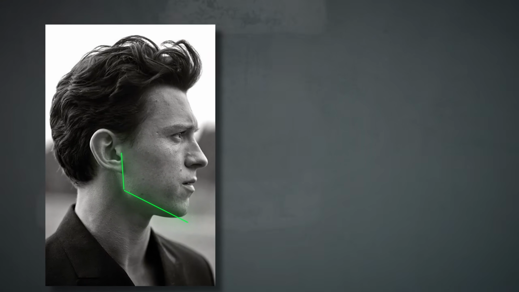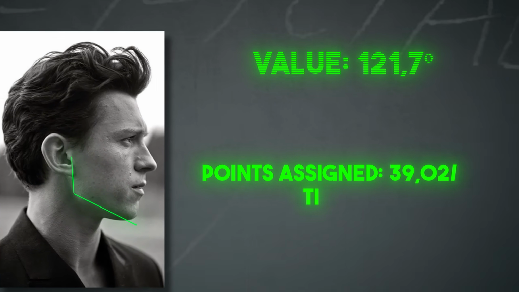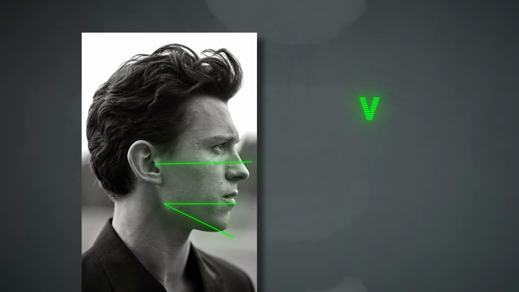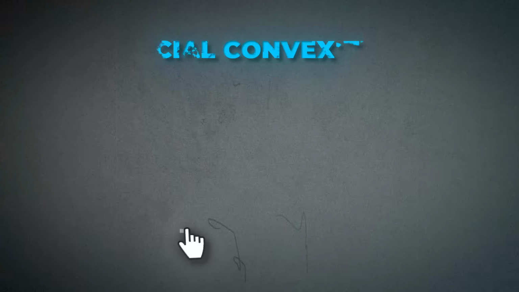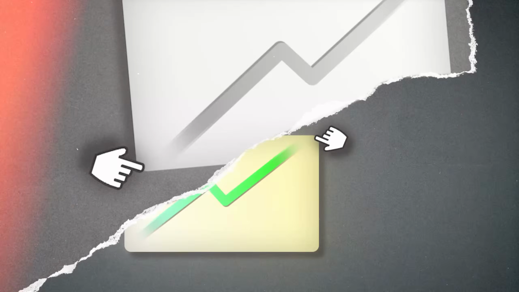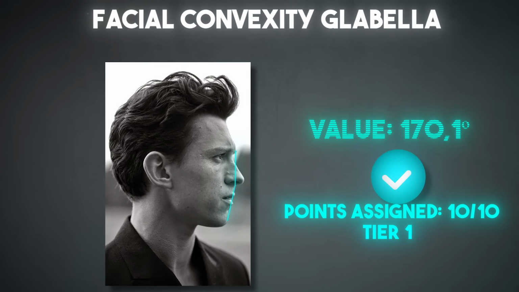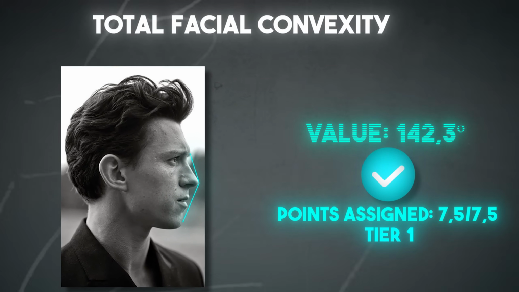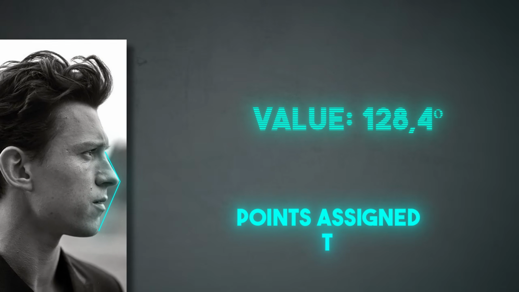Moving on to the side profile, Tom has a good gonial angle, 121.7 degrees, a 125.5 degree nasofrontal angle, and a 21 degree mandibular plane angle. His convexity measurements are all solid and ideal. Glabella is 170.1 degrees, Nasion is 165.2, the total facial convexity is 142.3, and the nasomental is 128.4.